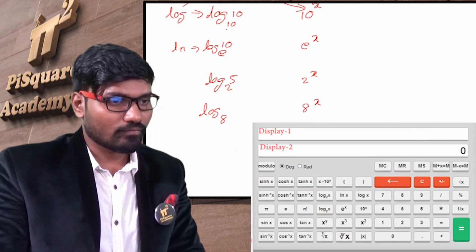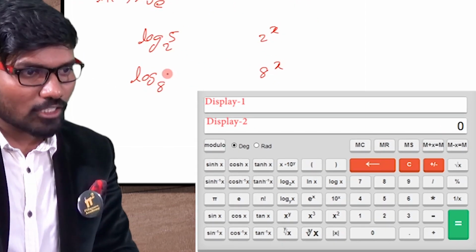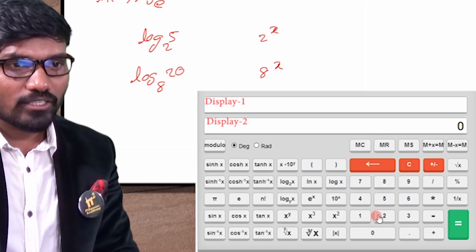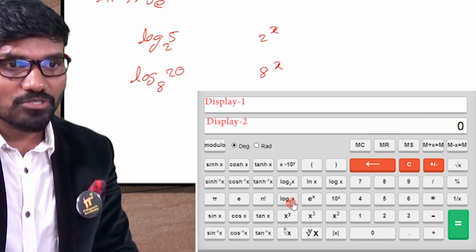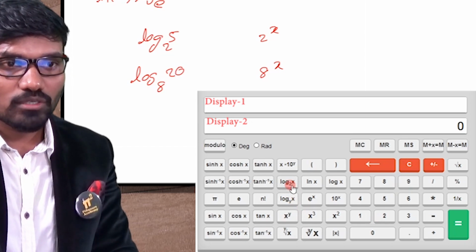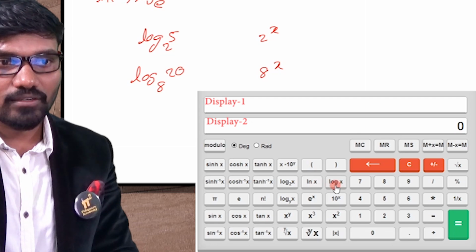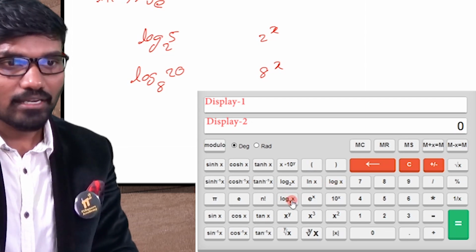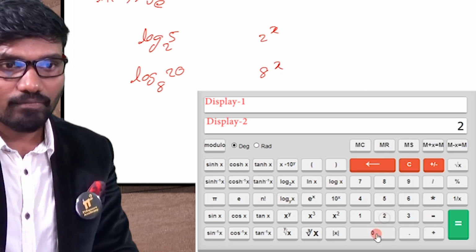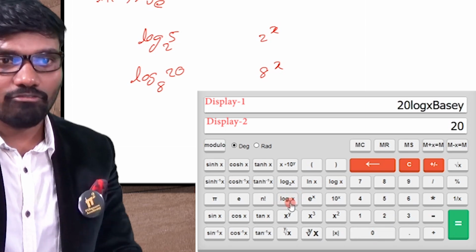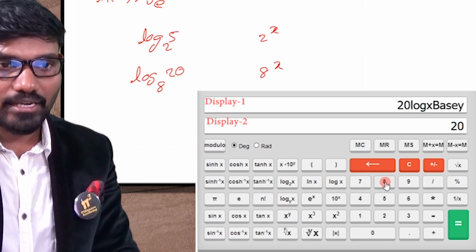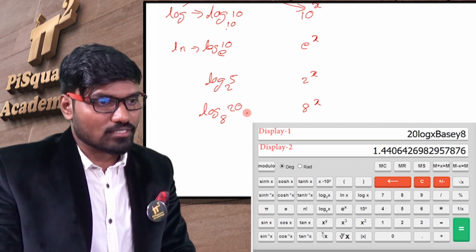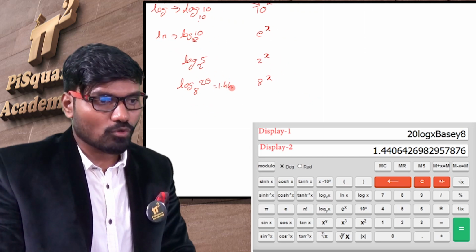Alright, next one, log 20 to the base 8. Let's find the value of this. I should use the xy function now because it is not base 2, not base e, not base 10. It is something else, that is base 8. So I should use this function. X first means 20 first, then this function, then y, and the base value y is 8. So this is the answer. The answer is 1.441.